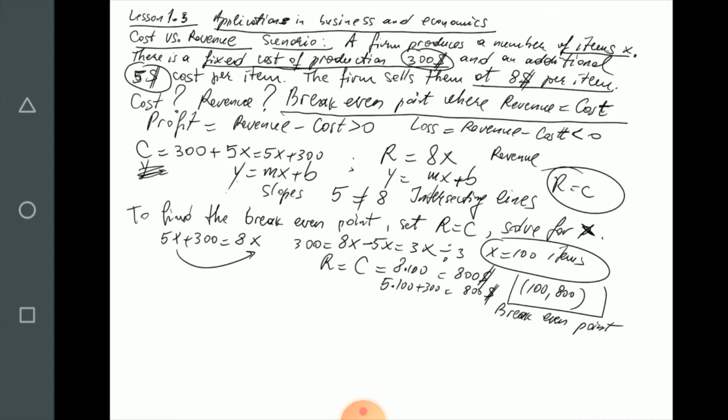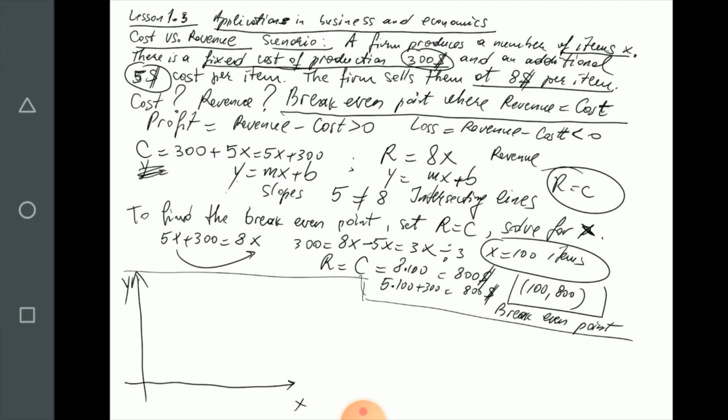Let's actually sketch the two lines to see how they look in the coordinate system. We don't have to be that precise. Again, just a couple of points. So if we look at the cost function, if x is 0, the y coordinate, which is c, is 300. And then we don't need to be that precise. Just draw a line. Just make sure the slope is positive to indicate that the line goes up.